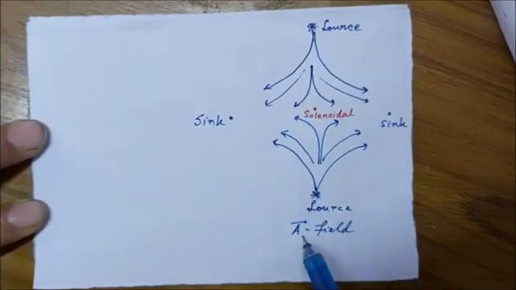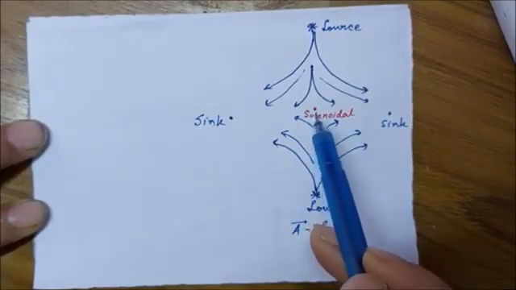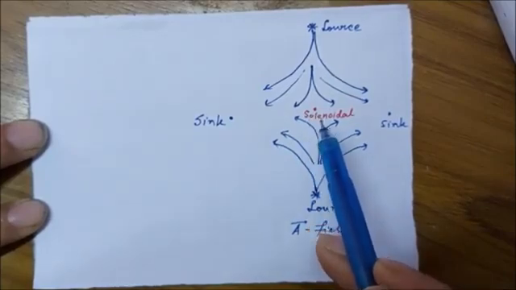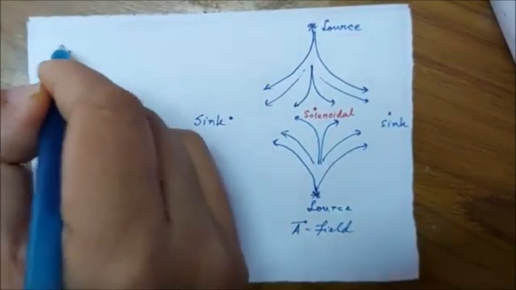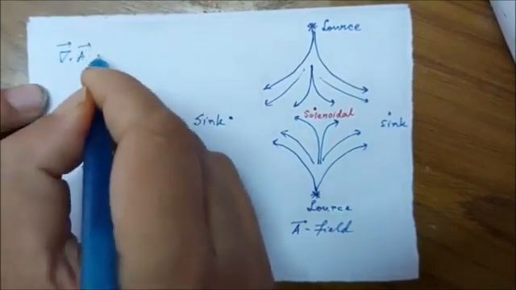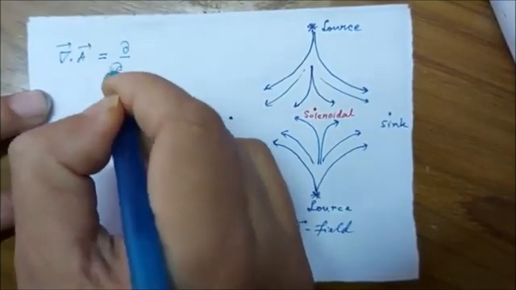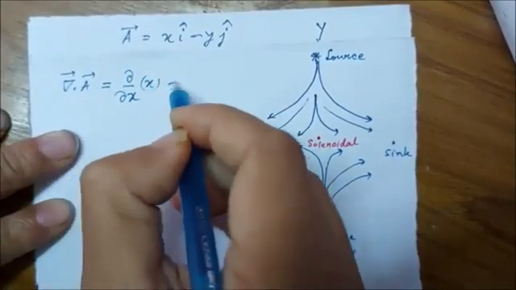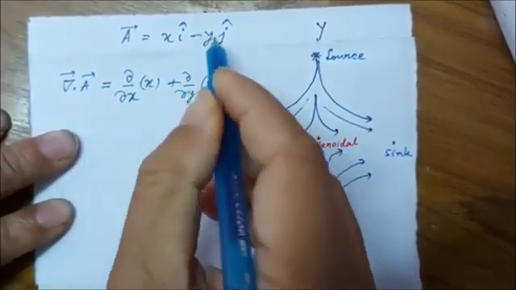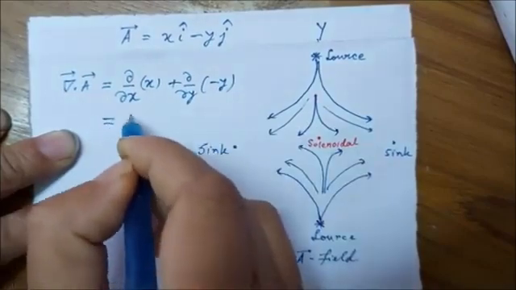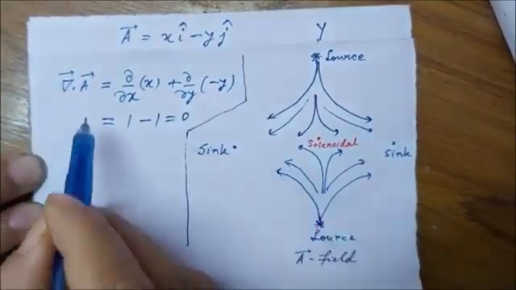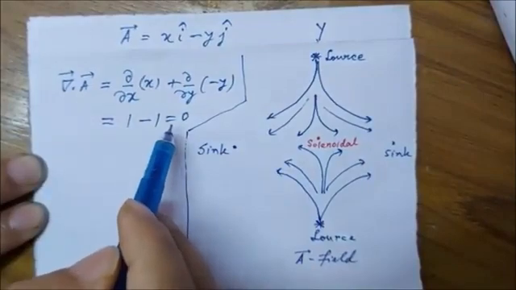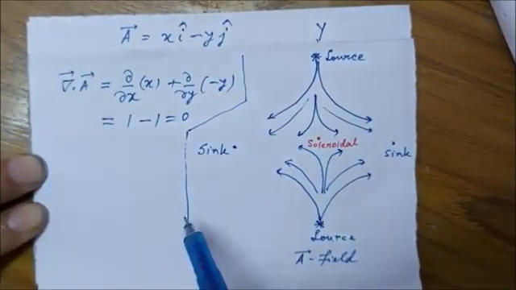Information regarding the A field at this point can be directly obtained without any plot if we evaluate the divergence of vector A. The x component is x and the y component is minus y. So it is 1 minus 1, that is 0. So divergence A equal to 0 indicates that the field is solenoidal. With this discussion in the background, let us write down the physical significance of divergence operator.